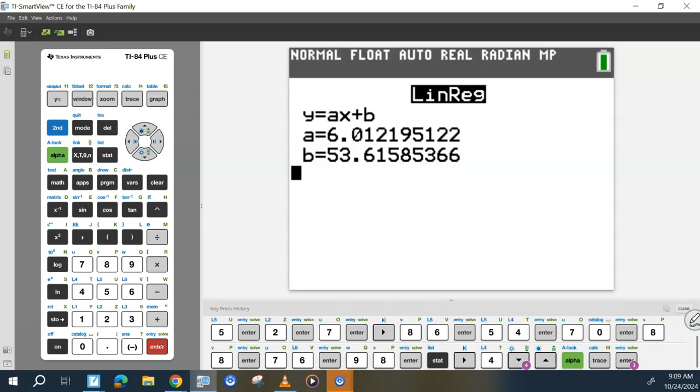On the top of the next page, it's asking for the line of best fit. That is this. You just found the line that best fits this data. So we're going to put three decimal places: y equals 6.012x plus 53.61. We're going to round to 6.